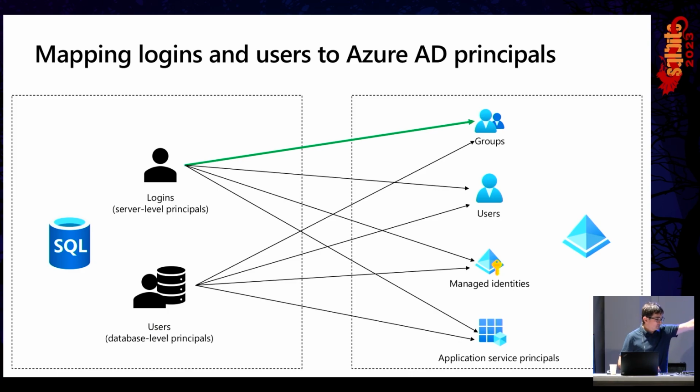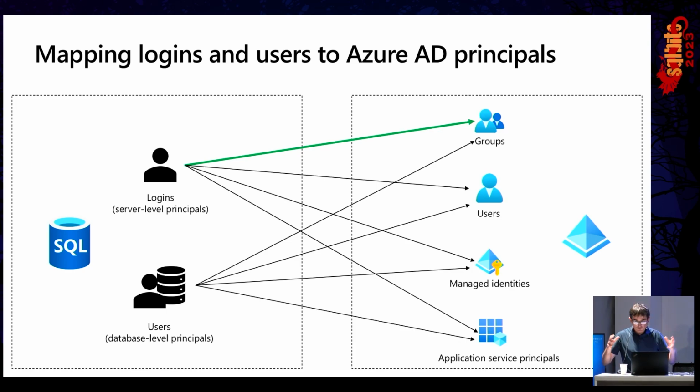And this complex diagram shows you different combinations that are supported, right? So you can create a contained database user, a database level principal, for a group, a human user, managed identity, or an application service principal, and you can do the same with logins. By the way, logins are new, right? That's a new thing. Creating server-level principals was not supported until recently.